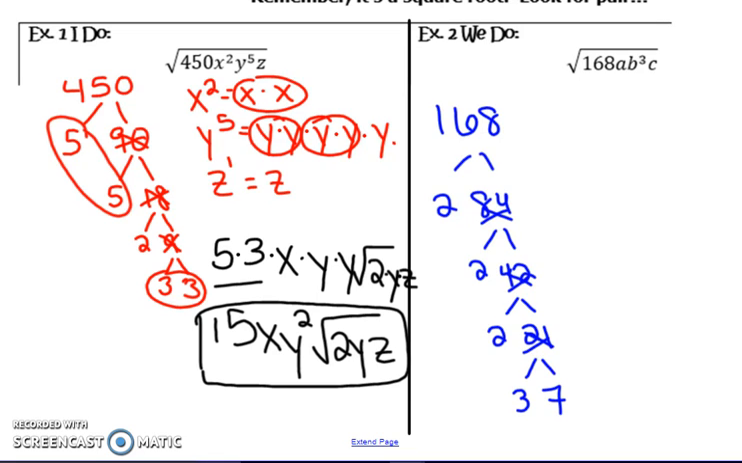Now, from here, again, I want pairs. Well, I have a pair of 2s. I don't have any other 2s. I don't have a 3, and I don't have a 7.